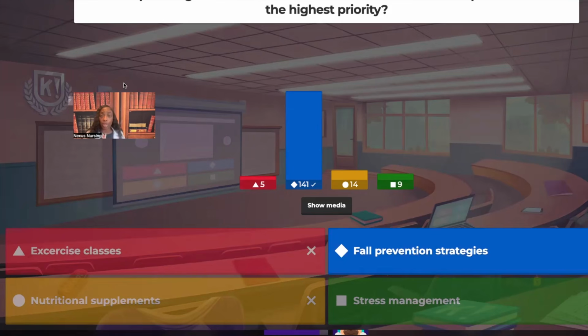Exercise classes, that's great. Helps you get stronger. Wonderful. Nutritional supplements, you're not going to tell them to take it because you have to stay within your scope of practice, but there's nothing wrong with teaching them about different nutritional supplements, or teaching them stress management. That's great. But again, when it comes to community health nursing, you have to look at the community that you're being questioned about and identify the biggest risk, because the biggest risk, that's what you're going to be addressing.